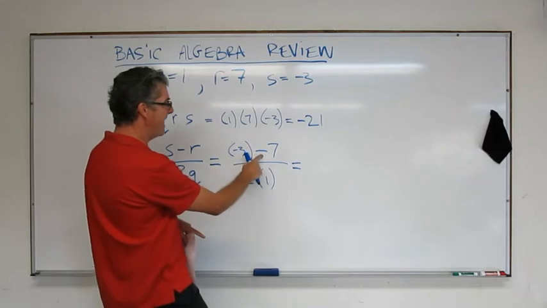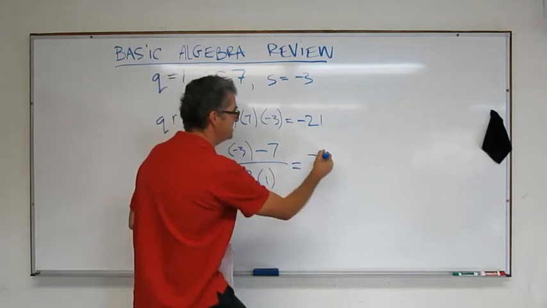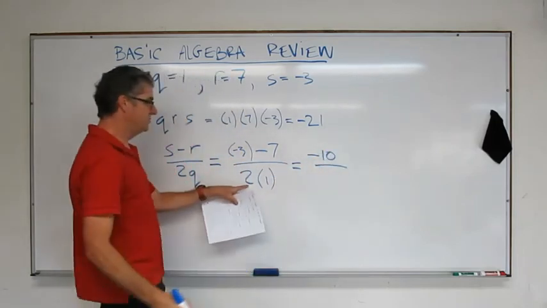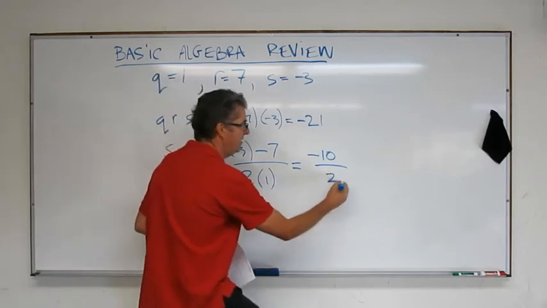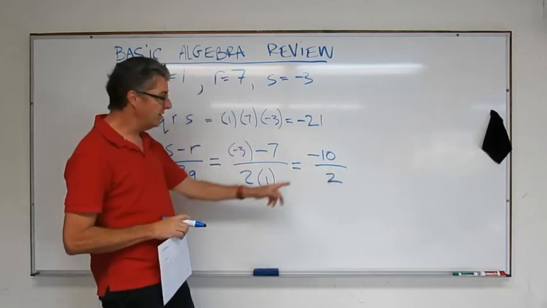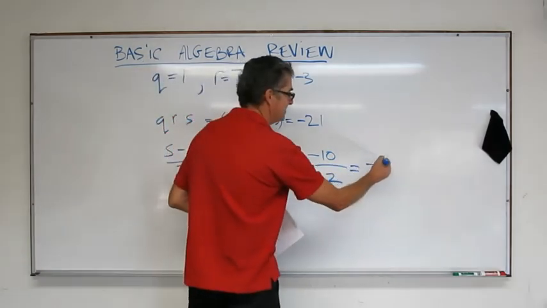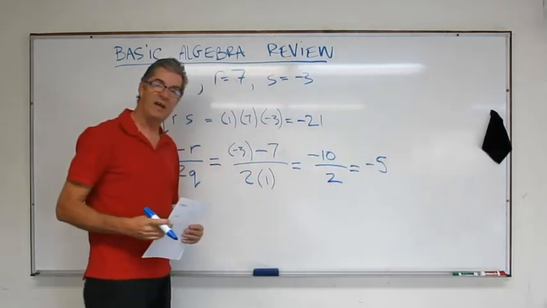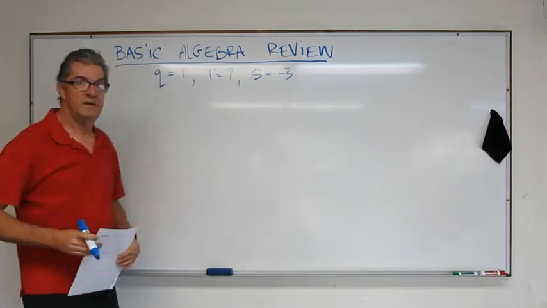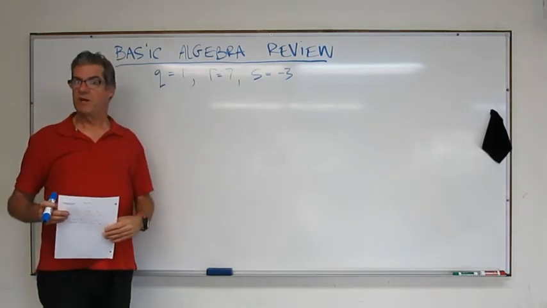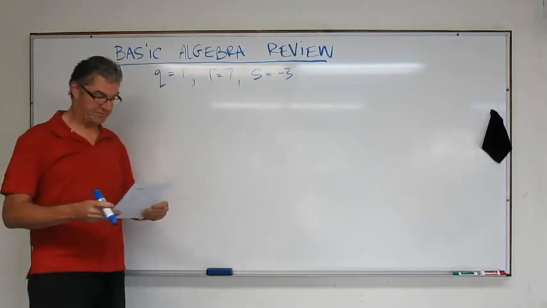Minus 3 minus 7 gives me minus 10. 2 times 1 is 2. Now we can simplify this further. Minus 10 divided by 2 is minus 5. Okay? Let's do another one. Okay, this example is quite a bit more complicated. Let's see how it goes.